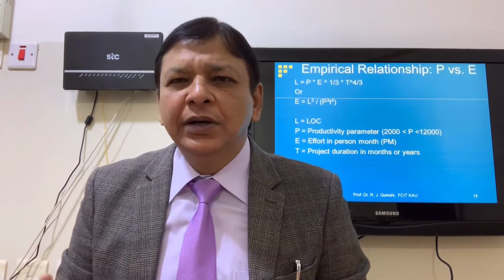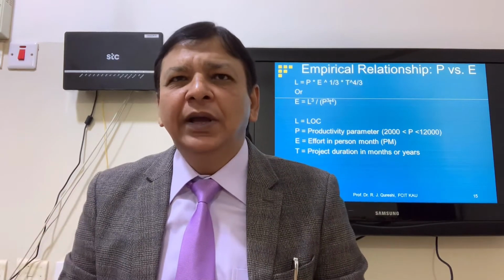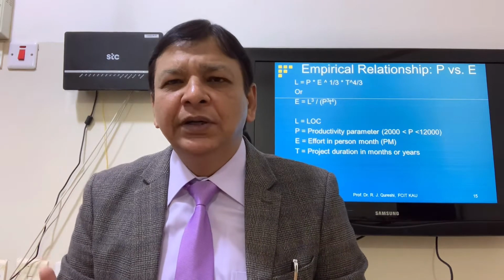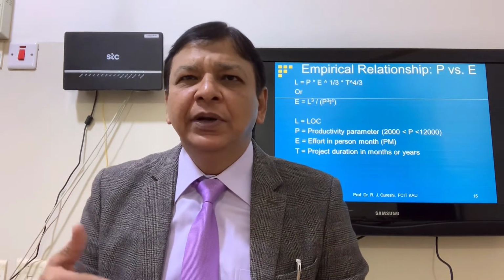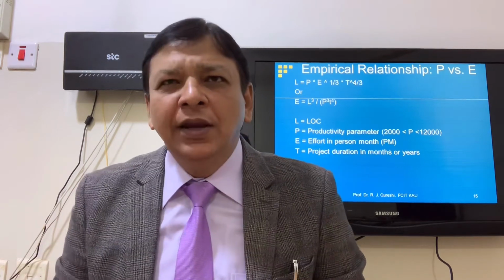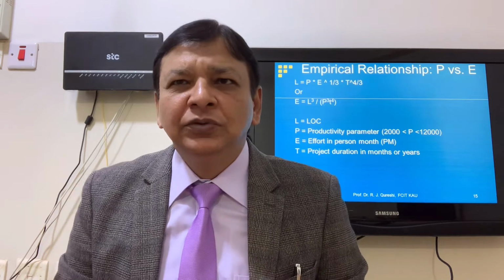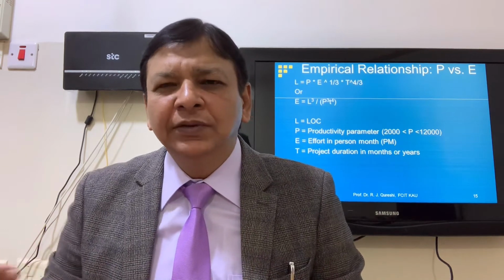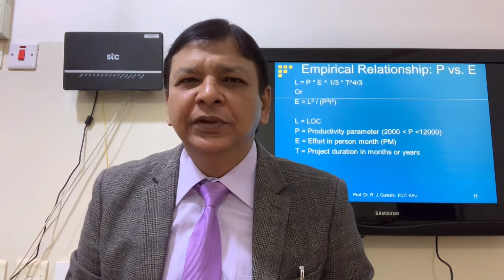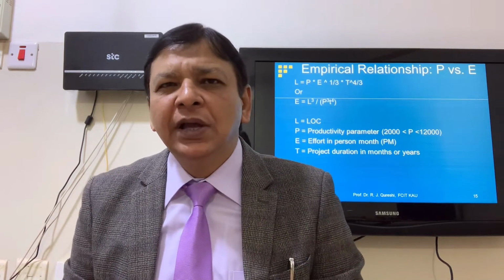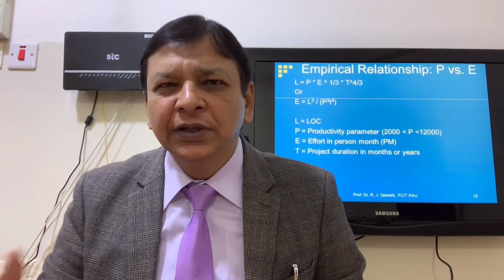Putnam and Norden introduced a relation, a formula: L is equal to P multiplied by E power 1/3 multiplied by T power 4/3. L is the lines of code, P is the productivity, 2,000 to 12,000 is the range specified by Putnam for software companies in terms of productivity. E is equal to effort in person-months or person-years.